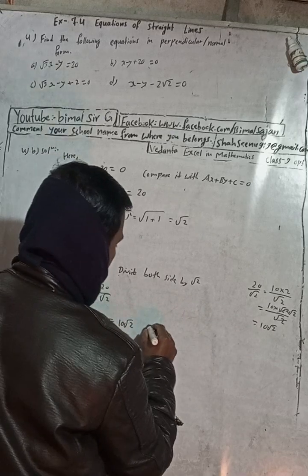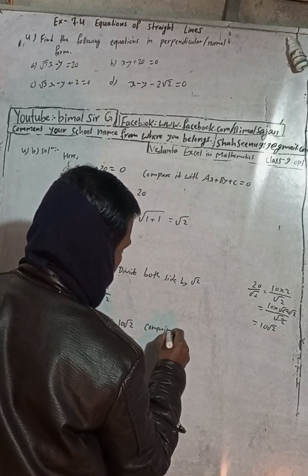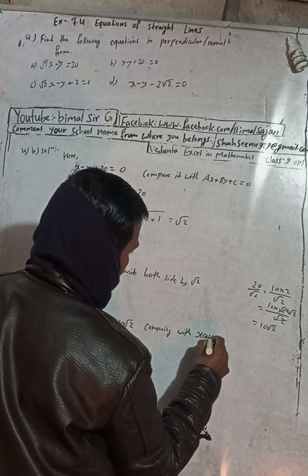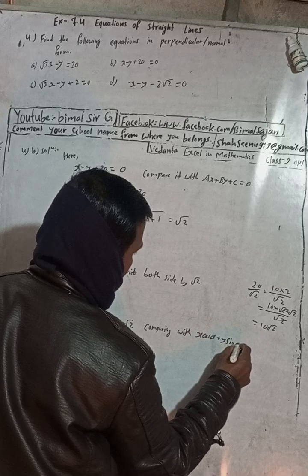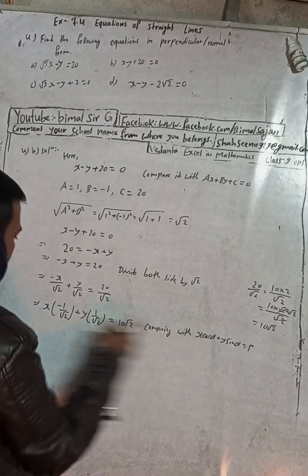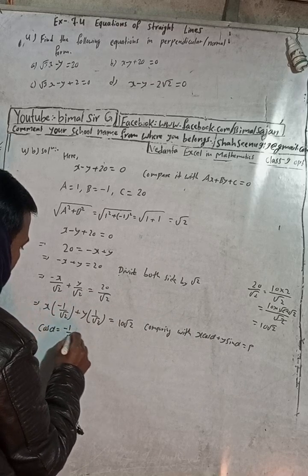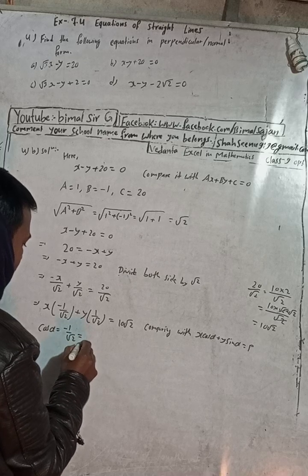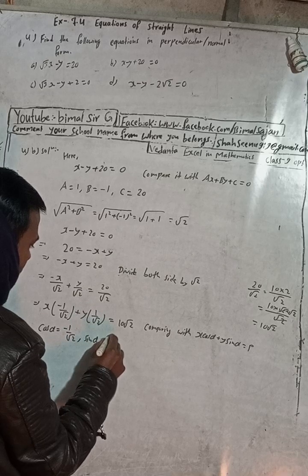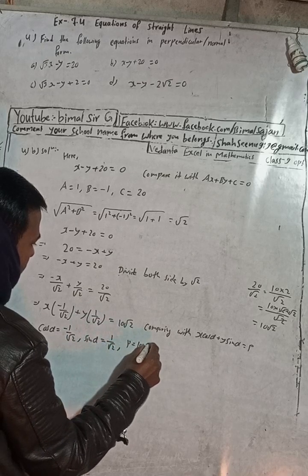Now compare it with x cos alpha plus y sin alpha is equal to p. Comparing now, we get cos alpha is equal to minus 1 by root 2, and sin alpha is equal to 1 by root 2, and p is equal to 10 root 2.